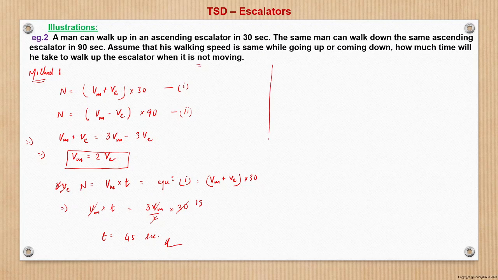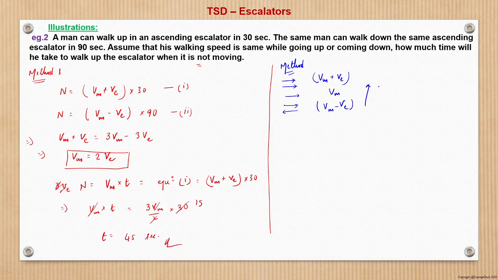However, there's a very standard and easier approach to solving this problem. What is it? Let us see. And this we have seen in boats and rivers also. See what the speed is in the three scenarios. Scenario one, when both are moving in the same direction, the effective speed is Vm plus Ve. When the two are moving in opposite directions, the effective speed is Vm minus Ve. And when the escalator is stationary, the effective speed is Vm only.